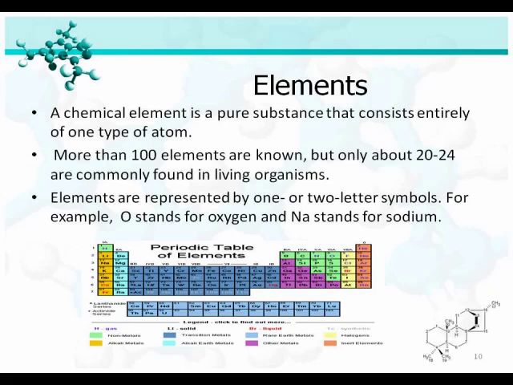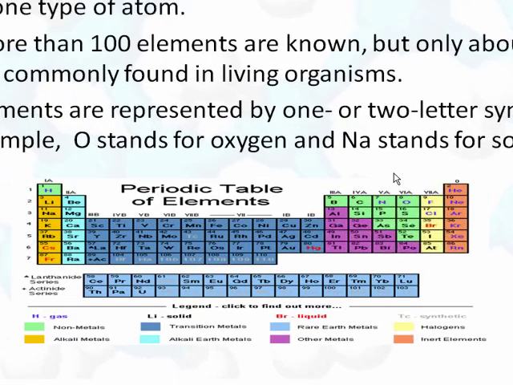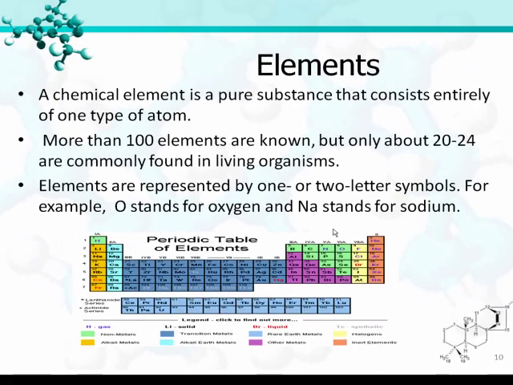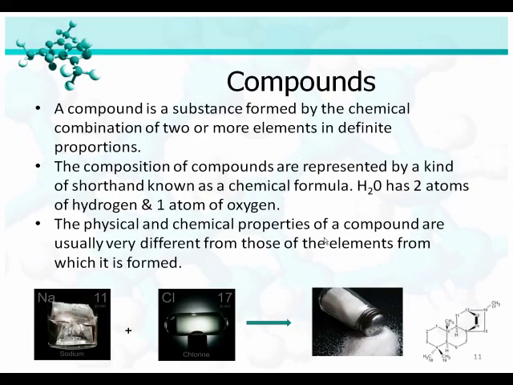A chemical element is a pure substance that consists entirely of one type of atom. More than 100 elements are known, but only about 20 to 24 are commonly found in living organisms. Elements are represented by one or two letter symbols. For example, O stands for oxygen and Na stands for sodium, as you see in the periodic table below.